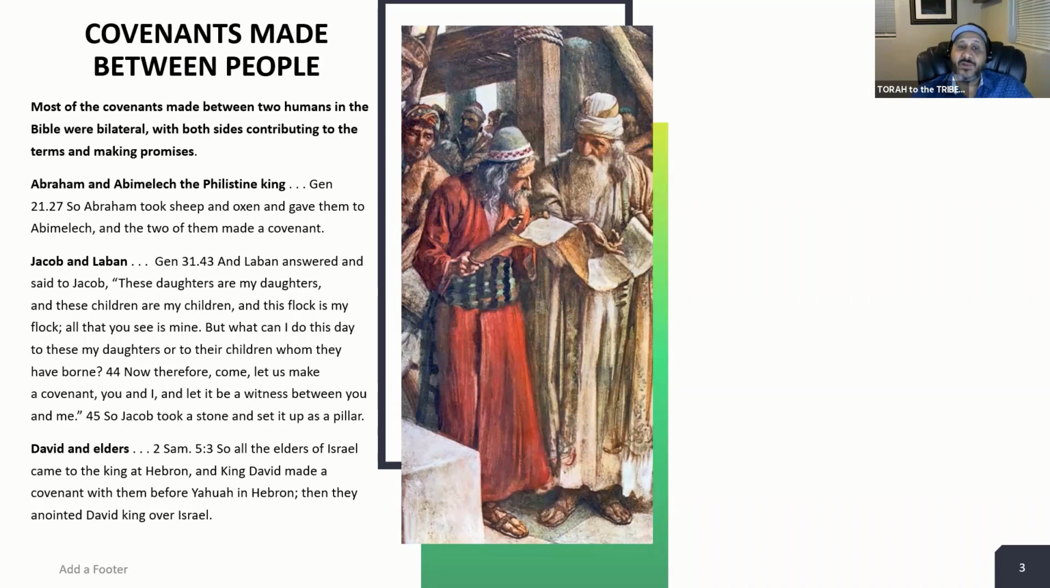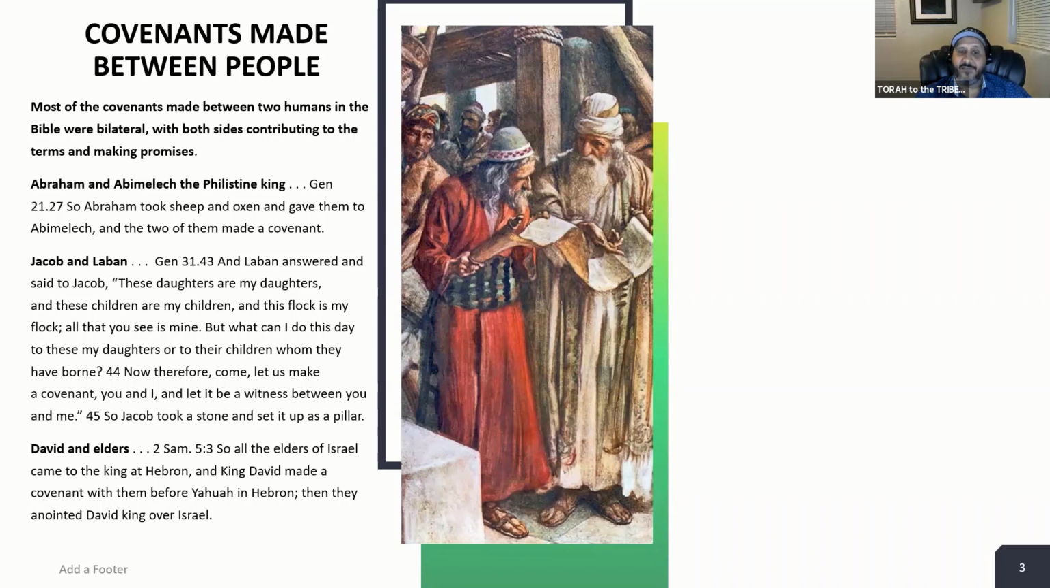Another covenant we see here was between Jacob and Laban. In Genesis 31:43, Laban answered and said to Jacob, "These daughters are my daughters, and these children are my children, and the flocks are my flocks. So let us make a covenant, you and I, and let there be a witness between you and me." A covenant was made between them not to harm each other, according to Genesis 31:52, and is a testament to this mutual oath. A pillar and heap of stones was built by Jacob as a testament. This covenant of reconciliation was confirmed by a covenant ritual of building pillars of stone, an oath, a sacrifice, and a meal as well.